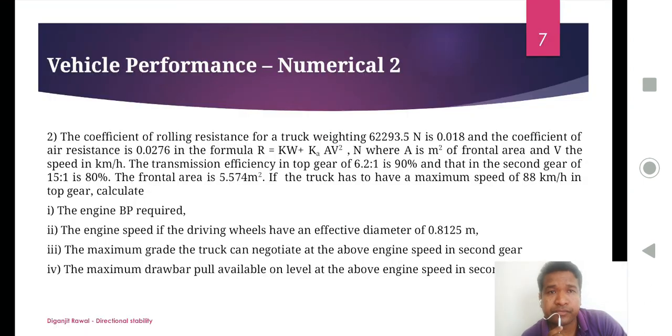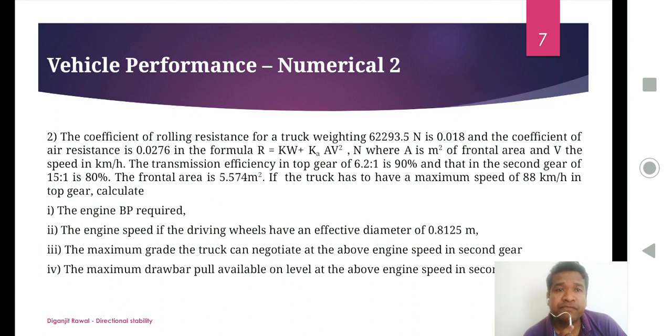Next numerical, second numerical: the coefficient of rolling resistance for a truck weighing 62,293.5 Newton is 0.018 and the coefficient of air resistance is 0.0276. In the formula R is equal to Kw plus KaAV square, R is in Newton, A is in meter square of frontal area, and V is the speed in kilometer per hour.